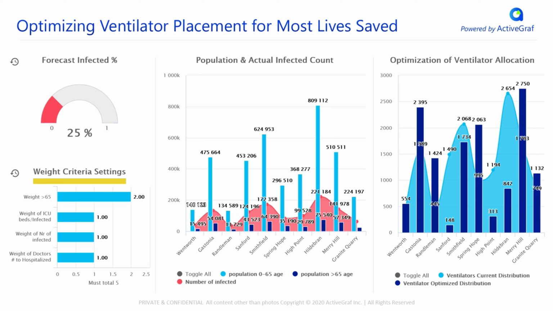Finally, in the bottom left, we have the weight criteria settings. These 4 parameters set the optimization weights that determine where the ventilators will have the most impact. Firstly, we have the number of people in each given location that are over 65. Secondly, the ICU beds. Third, the total number of infected in the given location. And fourth, the number of doctors available to use the ventilators in the given location. These parameters can also be changed very simply to run new scenarios.